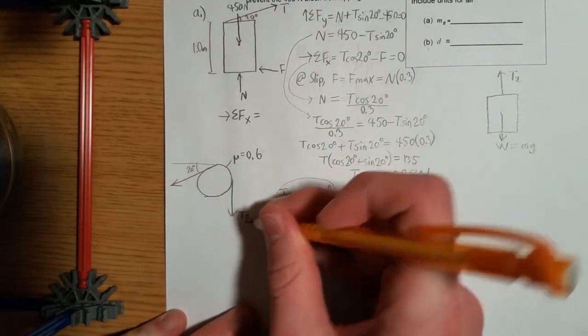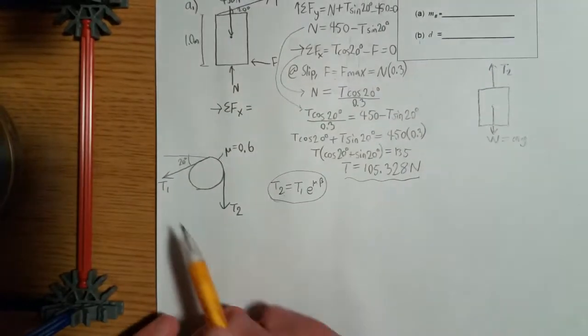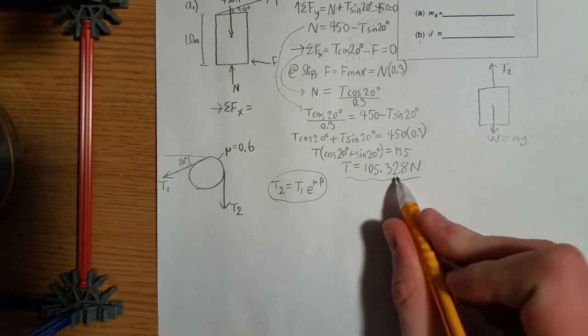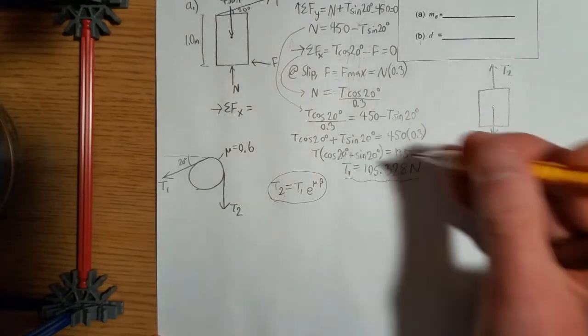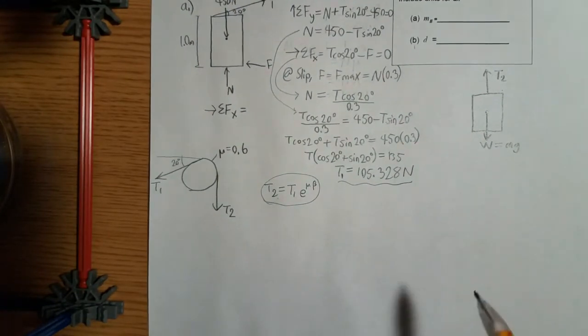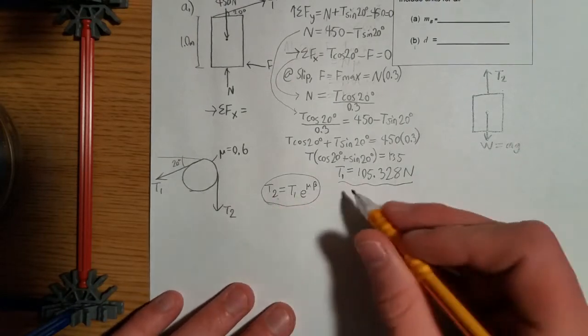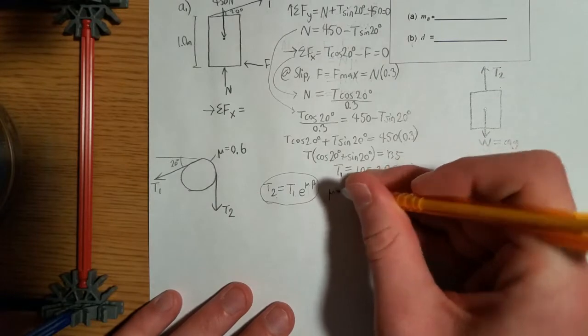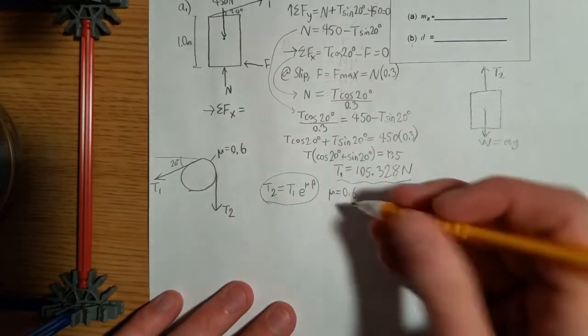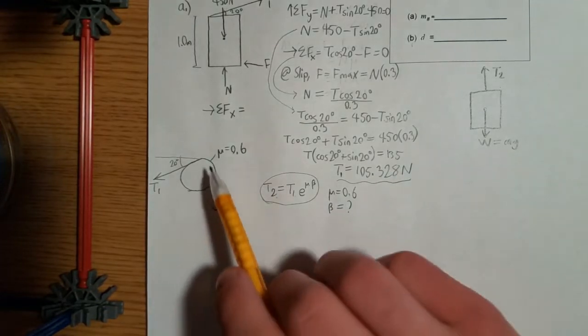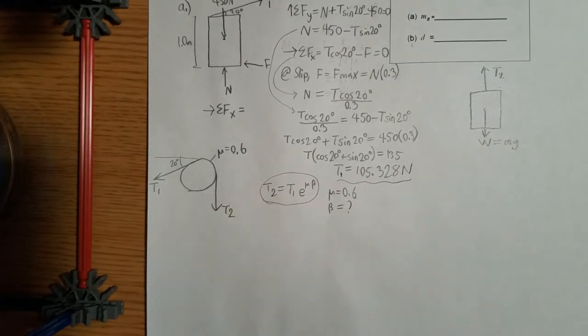So T2 and T1. Well, we've already solved for T1, and that's this 105.328 newtons, and that's T1 right there. And now we need to get this other information. And so mu, they gave to us as 0.6, and we wrote it over there. Beta is kind of tricky to solve for in this case. We need to take a look at exactly what's happening in this drum here.